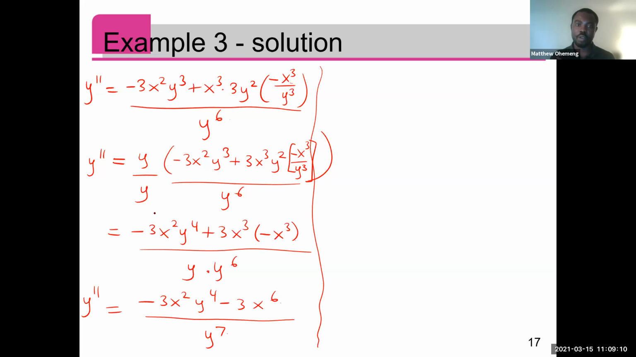WebAssign will accept it, I'll also accept it. So that's it. You can even simplify more if you want, but I think this will do for now. Please, any questions on this? So that's how you get a second derivative.